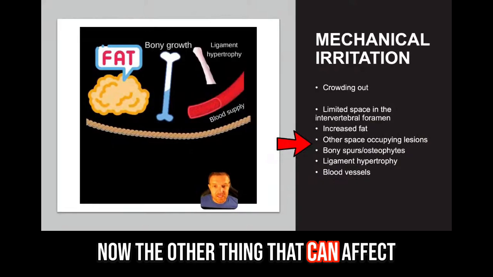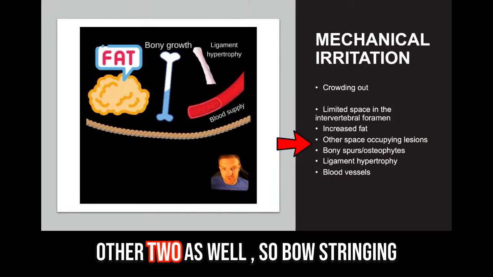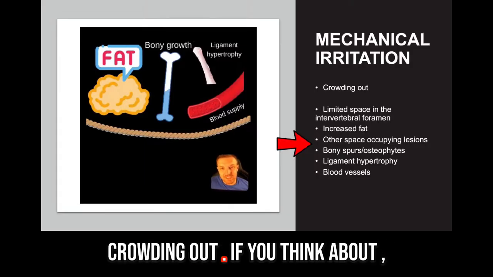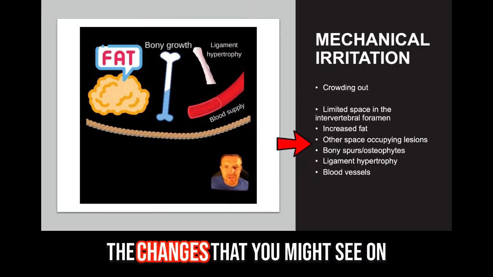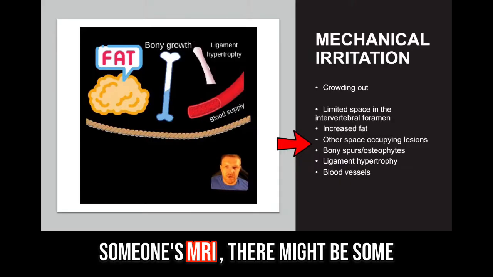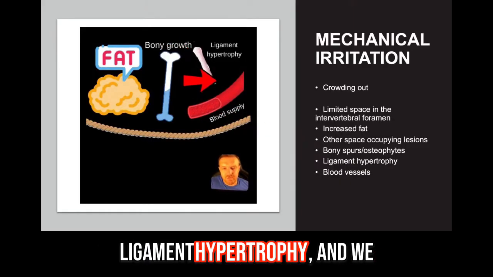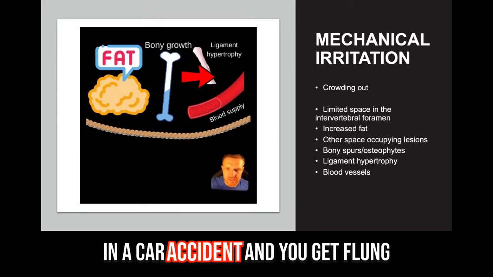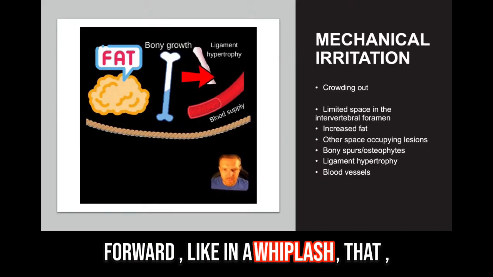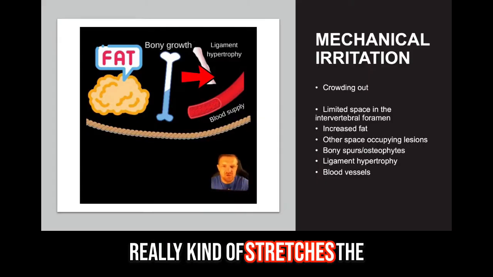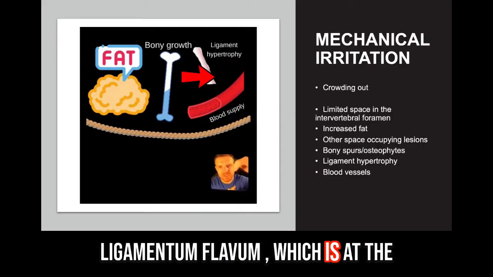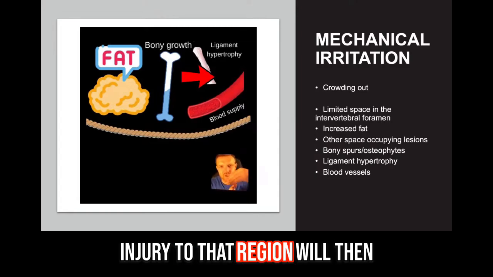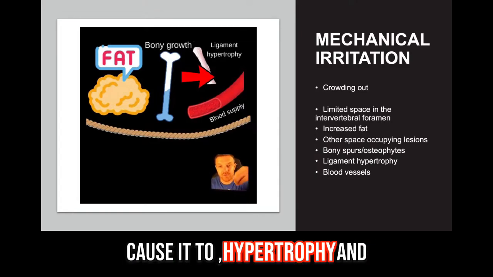Now, the other thing that can affect it, and it can affect both of the other two as well, bowstringing and compression, is what we term crowding out. If you think about the changes that you might see on someone's MRI, there might be some ligament hypertrophy. And we talked about this ages ago. If you're involved in a car accident and you get flung forward, like in a whiplash, that really stretches the ligamentum flavum, which is at the back of the vertebral canal. And that injury to that region will then cause it to hypertrophy and thicken.